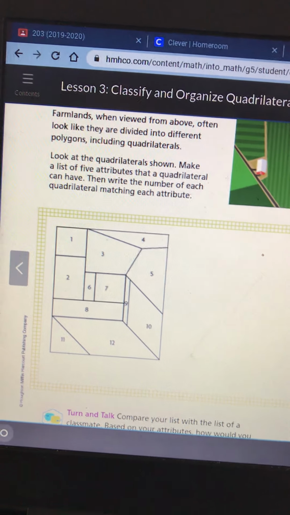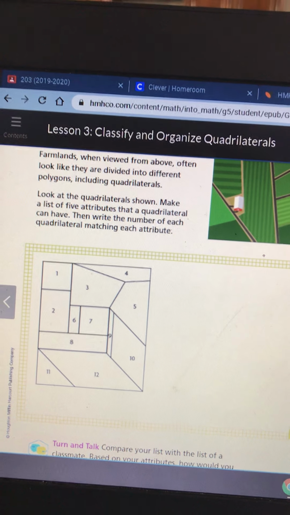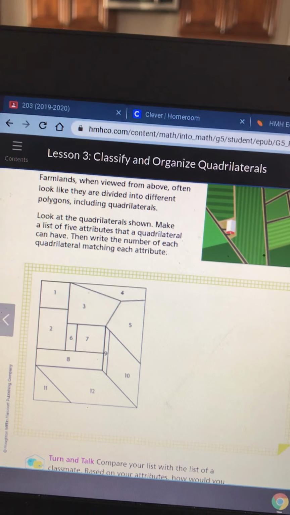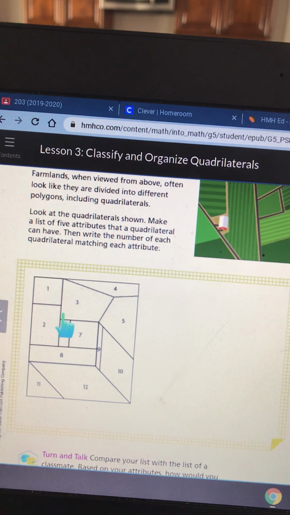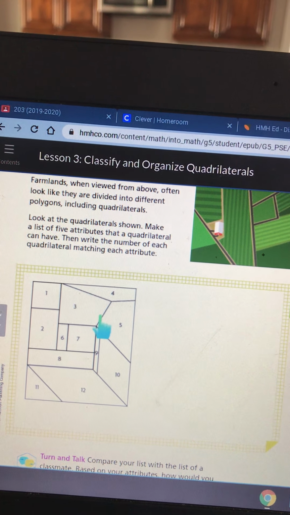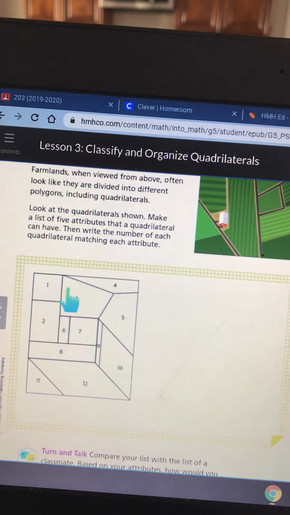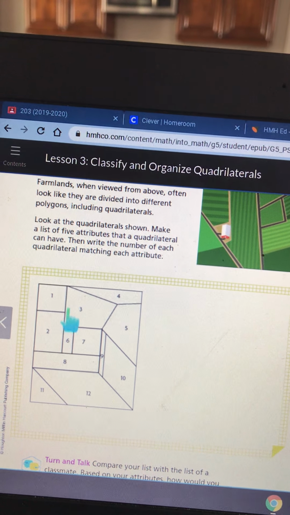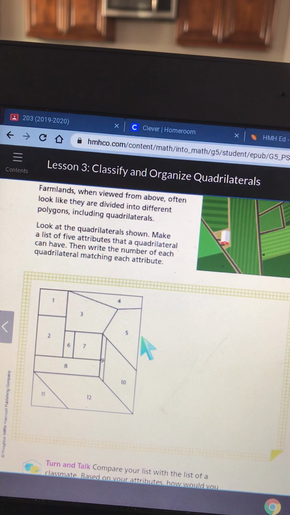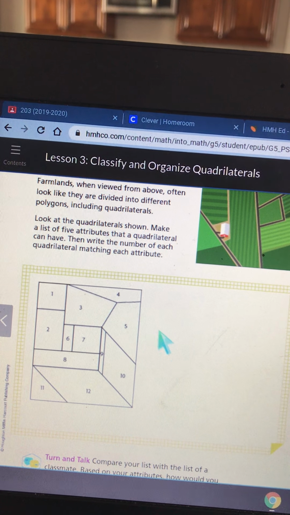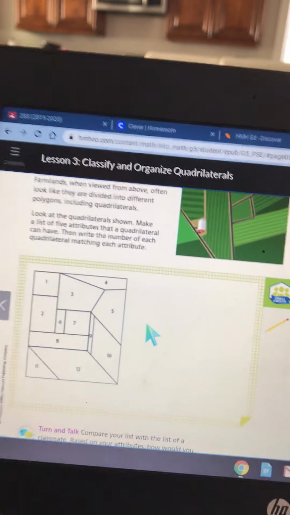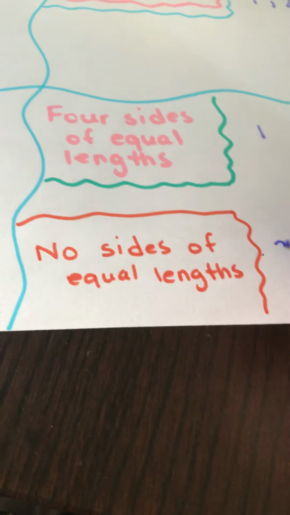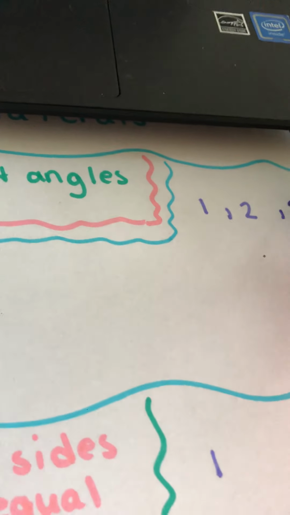Okay? Number 3. It's a weird looking shape, definitely irregular. Does it have any right angles? Yeah, it has a right angle right there. So 1 right angle, not the same, not the same, not the same, all different measurements. Does it have any pairs of parallel sides? No, because if I continue this line straight, this line that's not straight is going to meet me and intersect. So all it has is a right angle and no sides of equal length. So number 3 is no sides of equal lengths, and it has 1 right angle.